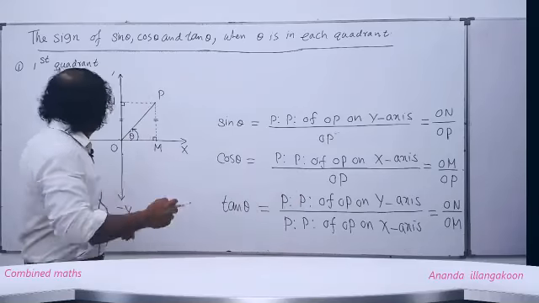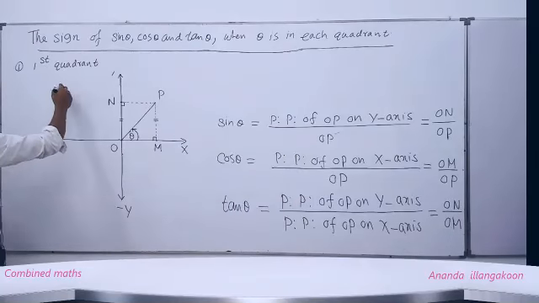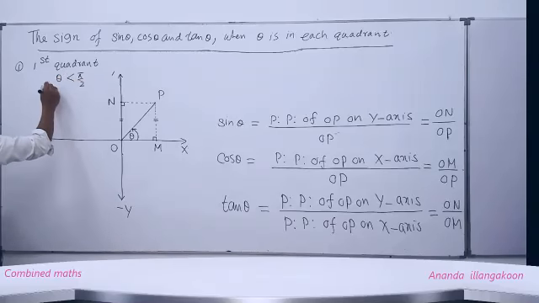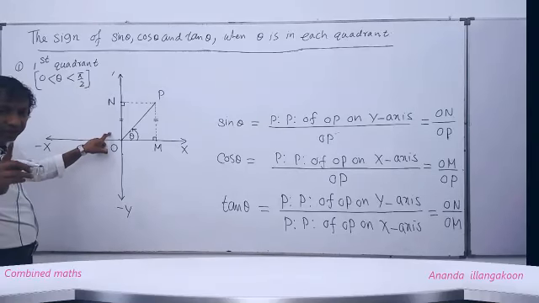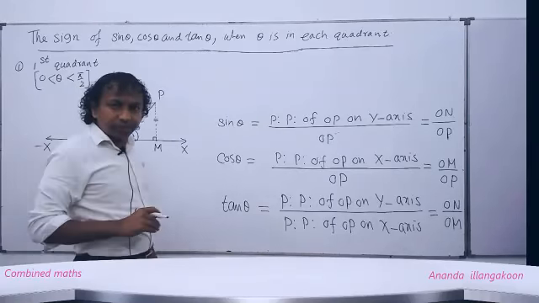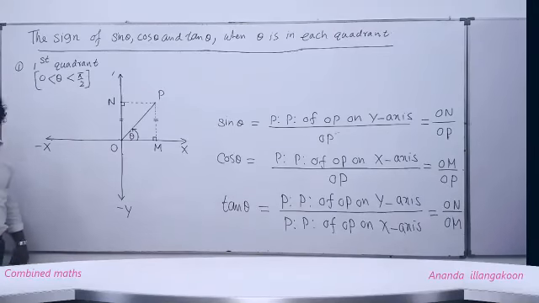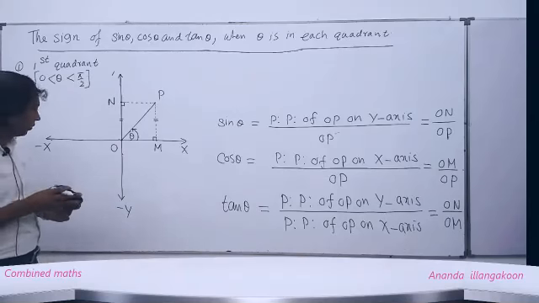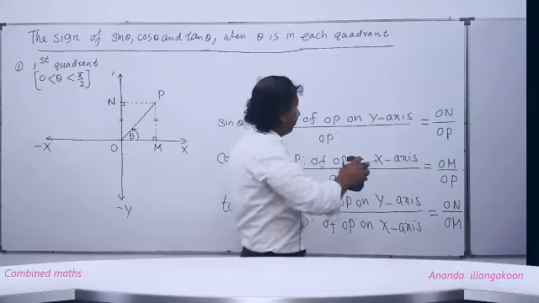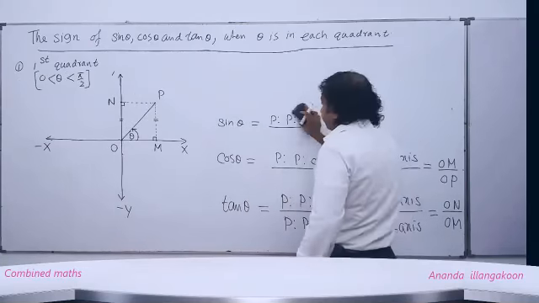Okay, right. In the first quadrant, OP lies in the first quadrant. Theta is less than 90, and 90 means pi by 2, and greater than 0, no? Right, people, draw this diagram again. Small diagram, very small diagram.